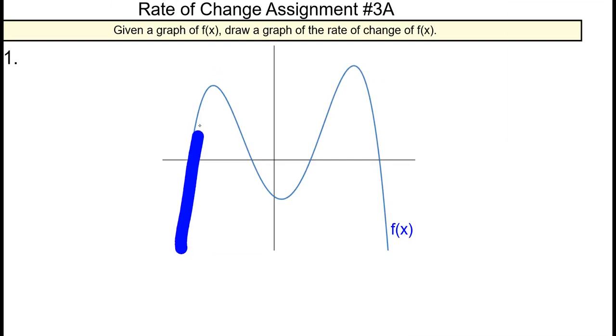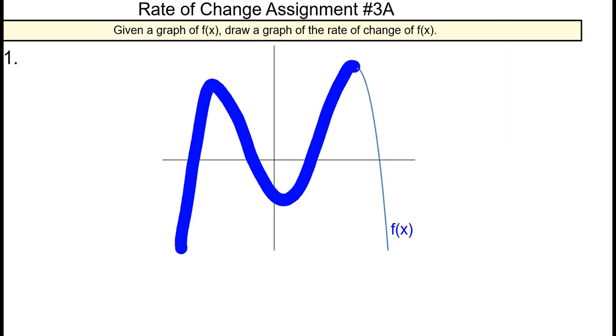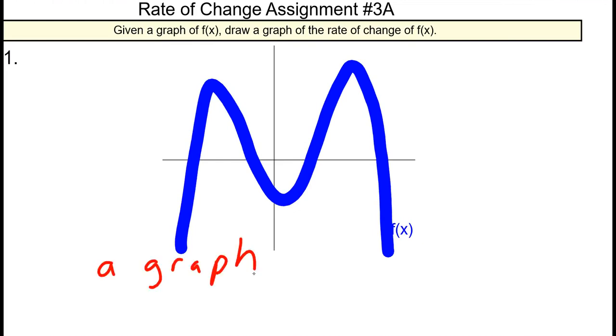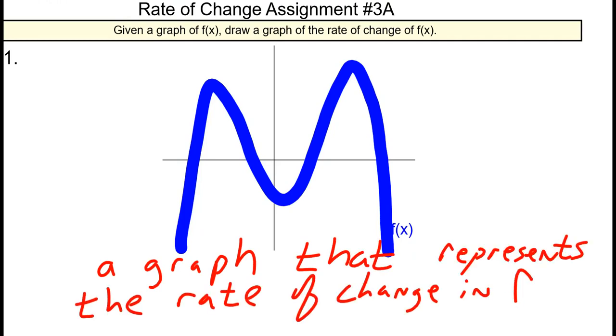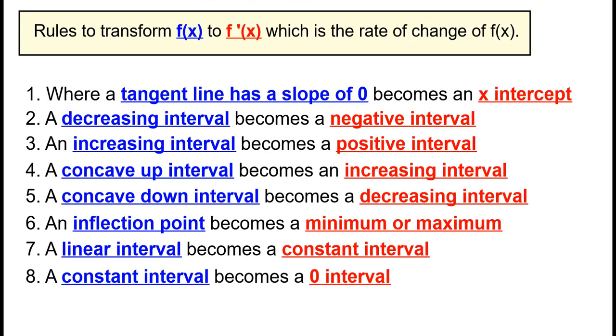Here we are given the graph of polynomial function f of x, and we want to draw a graph that represents the rate of change in f of x. We have some rules we will follow, and of course we will start with number 1.